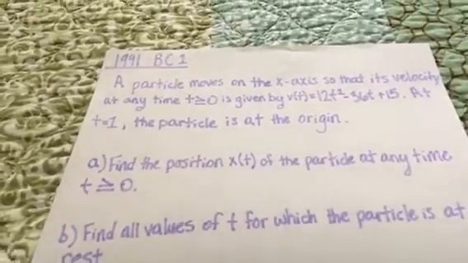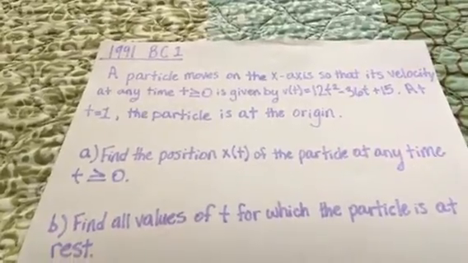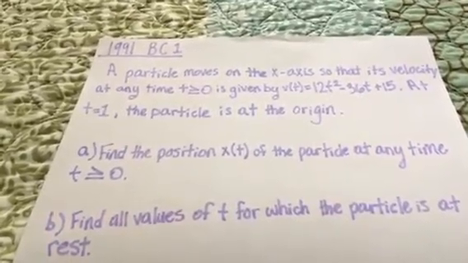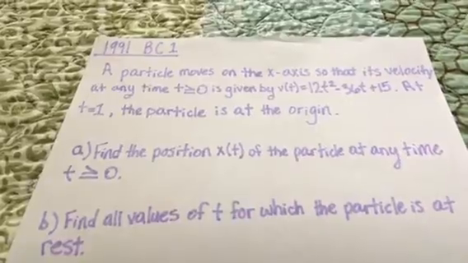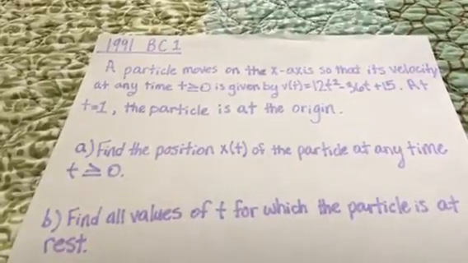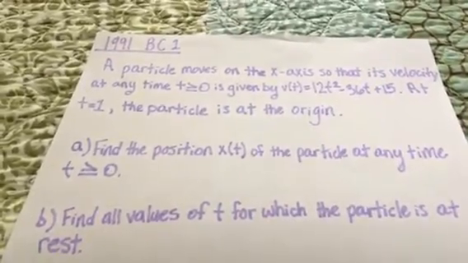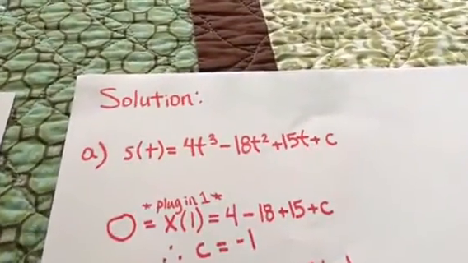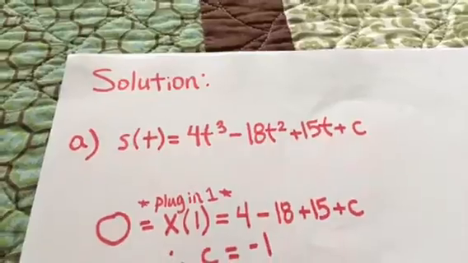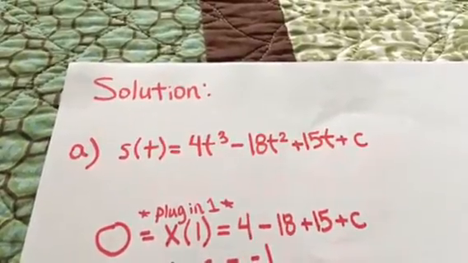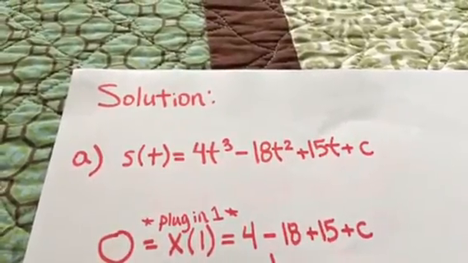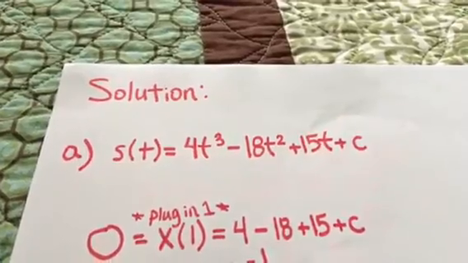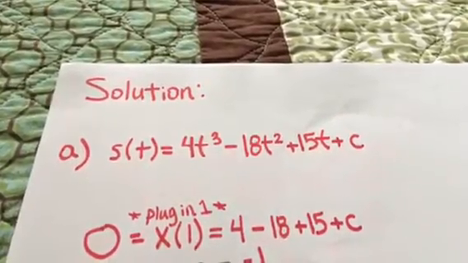So, the first part of our problem says, A. Find the position x of t, or s of t, either one, of the particle at any time t greater than or equal to 0. Well, luckily for you, I have done the solution for you. So, the equation asks for the position, which is s of t. Now, how do you find position? You take the integral of the velocity equation, which was given to us in the original information.